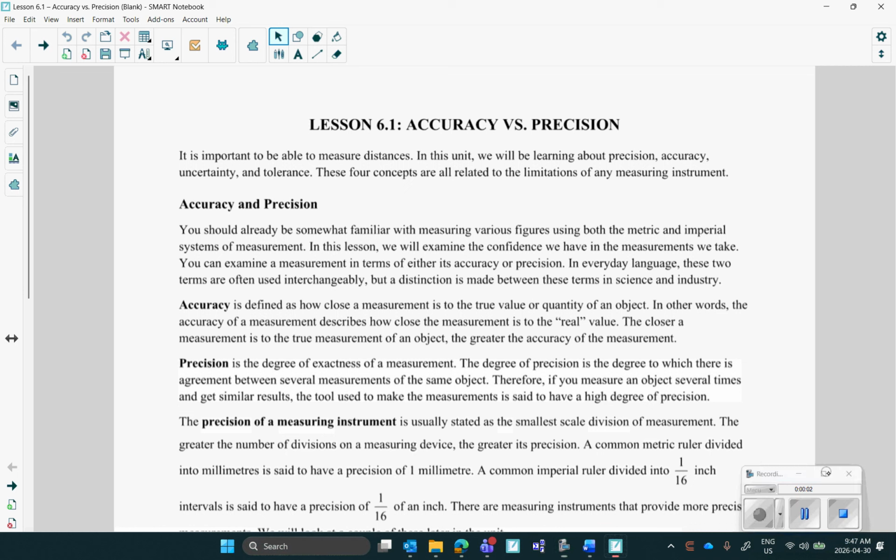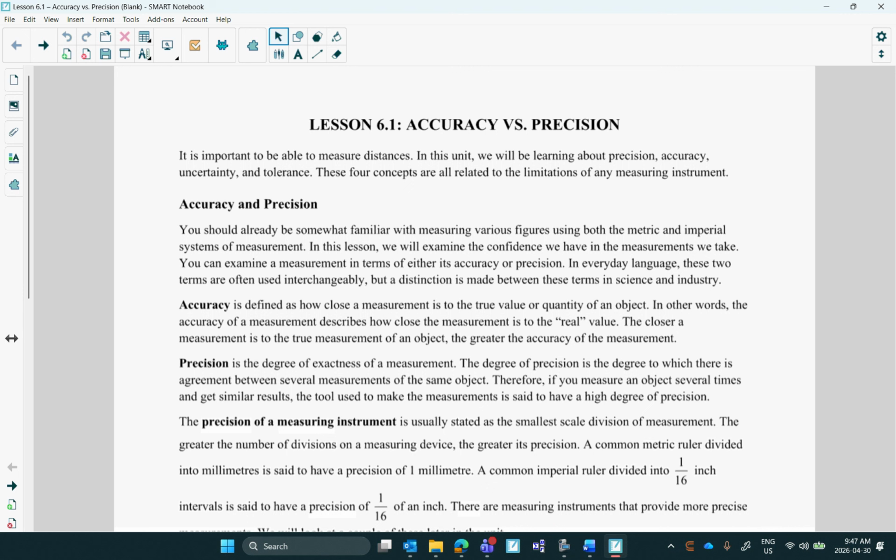So we're just going to spend this last unit talking a little bit about measurement, specifically about things like accuracy and precision and tolerance, because when you're measuring things, when you're building things or creating things, precision and accuracy and tolerance are very important.